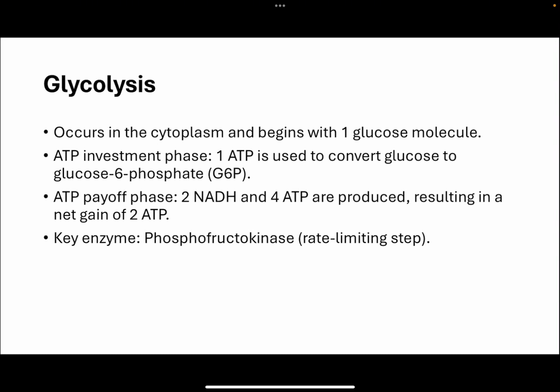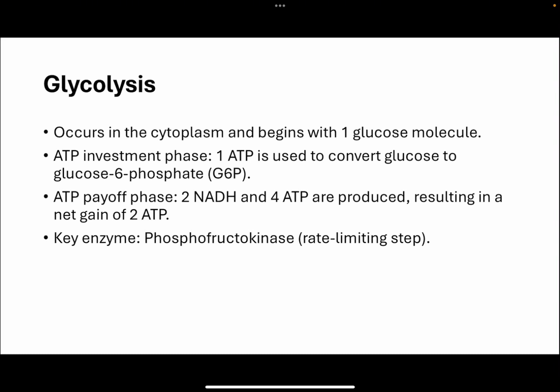The first step in this case is glycolysis, and it occurs in the cytoplasm, beginning with one glucose molecule. This stage does not require oxygen, and it can occur in both aerobic and anaerobic conditions.